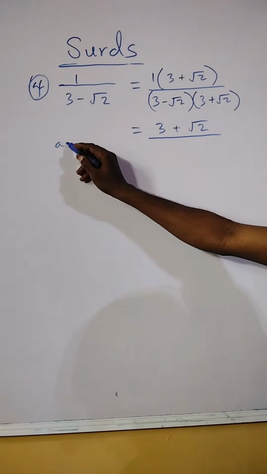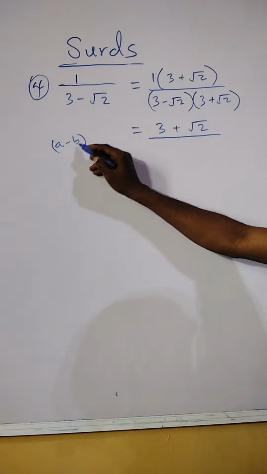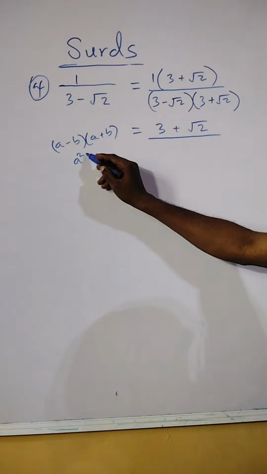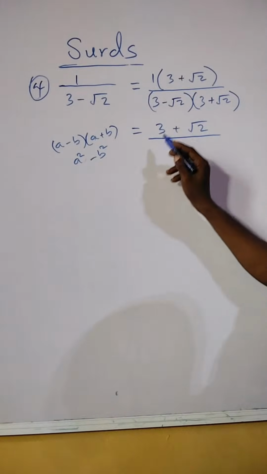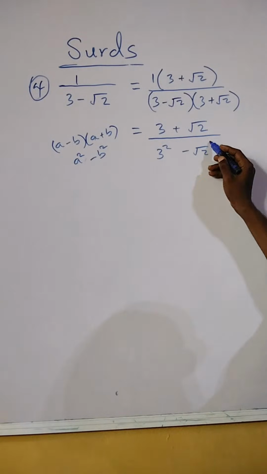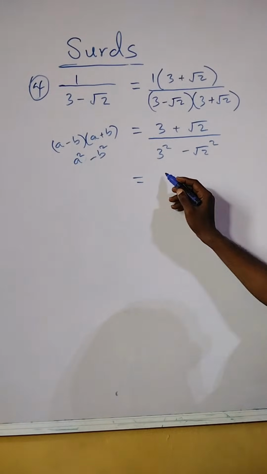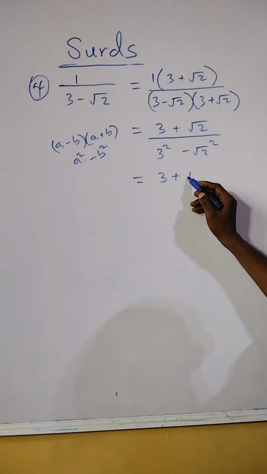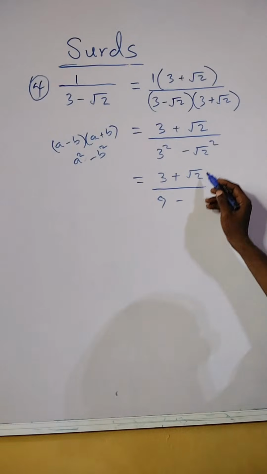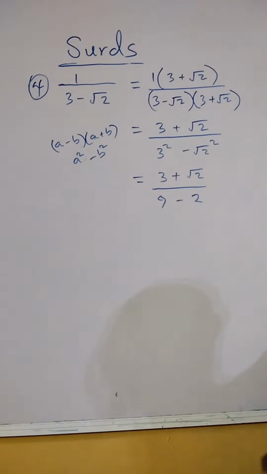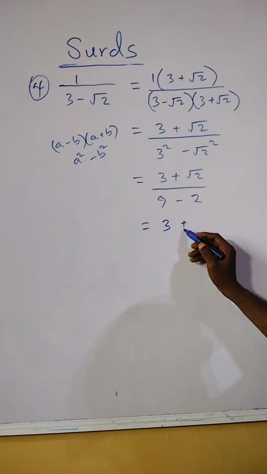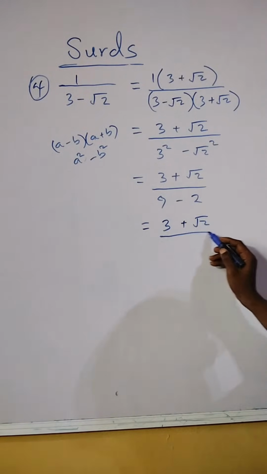so when we have a minus b in brackets times a plus b, this is the same thing as a squared minus b squared. That is, here we have 3 squared minus root 2 squared, which implies we have 3 plus root 2 divided by 3 squared, that's 9, minus root 2 squared, that's 2. That is, here we have 3 plus root 2 over 9 minus 2, 7.